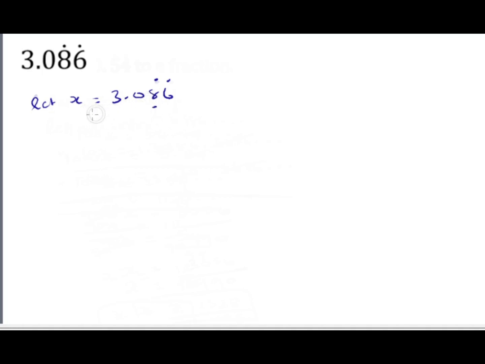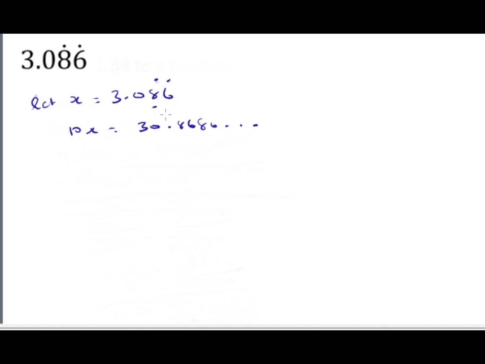Now, to get that, what we are going to do is multiply this entire equation by 10. So let's go ahead and multiply by 10. To multiply by 10, we're going to have 10x is equal to 30.86. And as you know, the 86 is recurring, so it goes on and on.